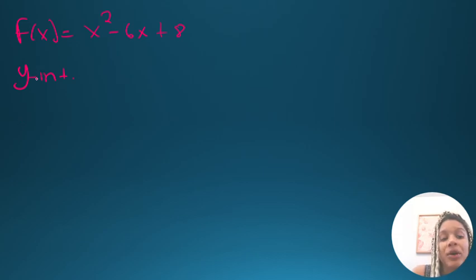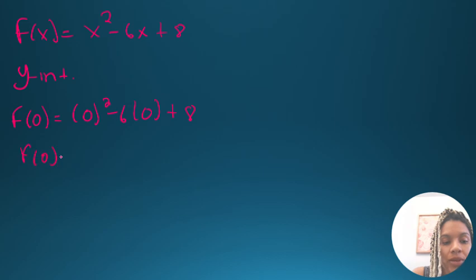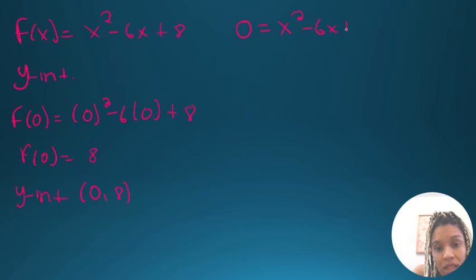If I'm looking for the y-intercept, I am going to substitute 0 for the x. Okay, so that gives me that. I know when x is 0, the y is 8. So the y-intercept is the point 0, 8. Now, if I am looking for the x-intercept, I am going to substitute 0 for the y, and I know that f of x is my y, so this becomes 0 equals x squared minus 6x plus 8.